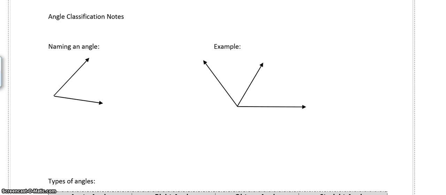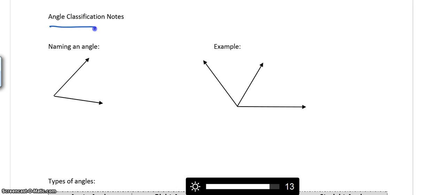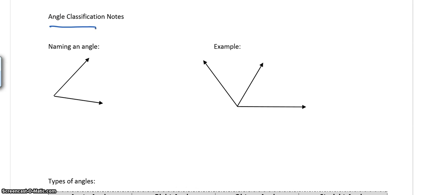Mr. Pagan here, and we're talking about angle classification. A lot of this we've already talked about when we were doing protractors and things of that nature, but let's formalize it and make sure we've got it down before moving forward.